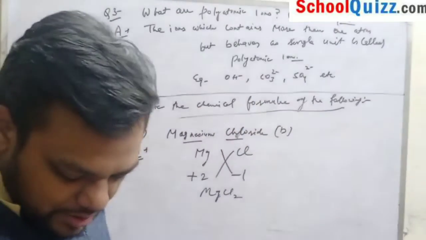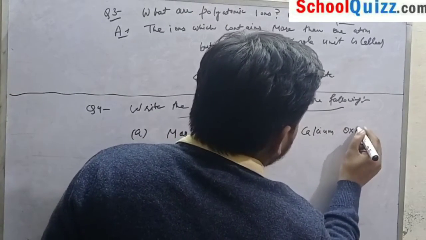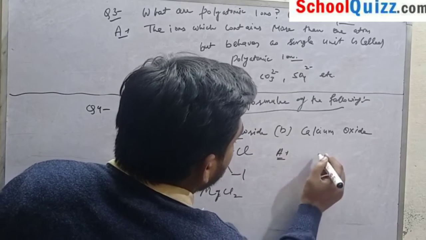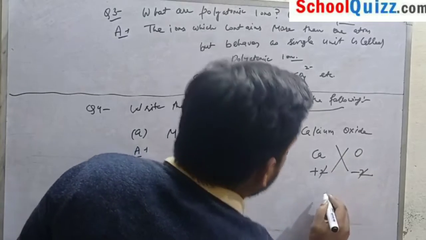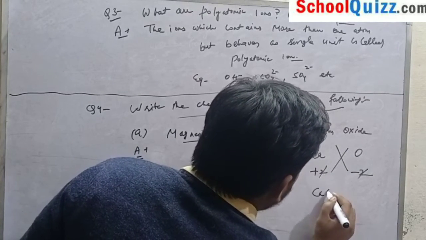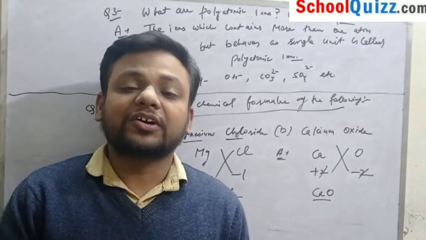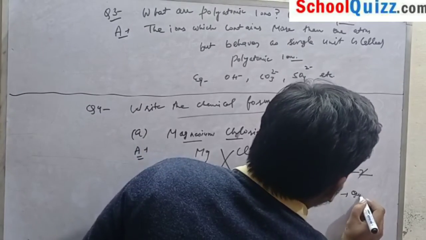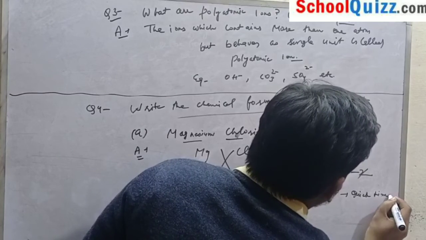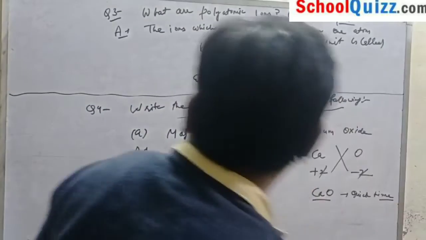Now the second one is calcium oxide. Try it, students. The calcium symbol is Ca, the oxide symbol is O. It is +2, it is -2. So we will cancel out 2 with 2. So it will be CaO. That is calcium oxide. What is the other name of calcium oxide? That is quicklime.